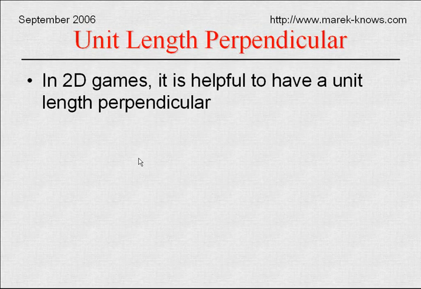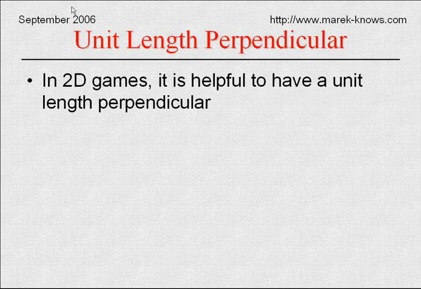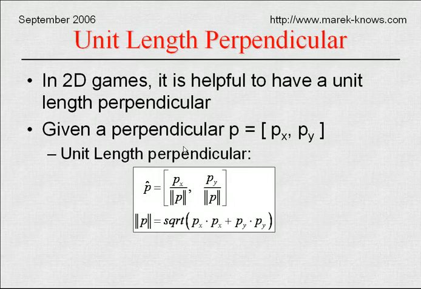Now, usually in two-dimensional games, it's helpful to have a unit length perpendicular rather than the perpendicular which we get from our equation that I showed here. If we just use this perpendicular value, the length of this perpendicular is actually dependent on how far the two original points are from one another. To avoid having an arbitrary length perpendicular, what we do is we get a unit length perpendicular. To do that, we use the following formula.